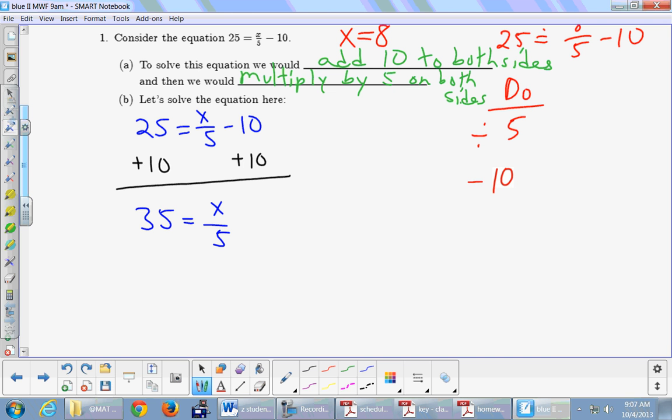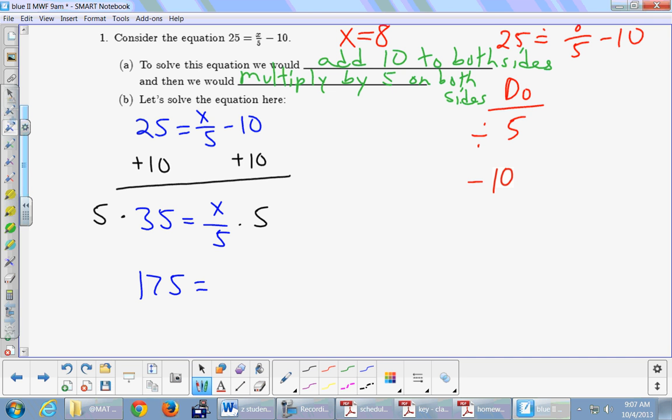What's next? Multiply by 5 on both sides. So let's write that here. Times 5 and times 5. I encourage you not to use x for multiplication. X is going to be in many of our equations. Okay, 5 times 35. Maybe you have to do it on the side. That's okay if you have to do it on the side.